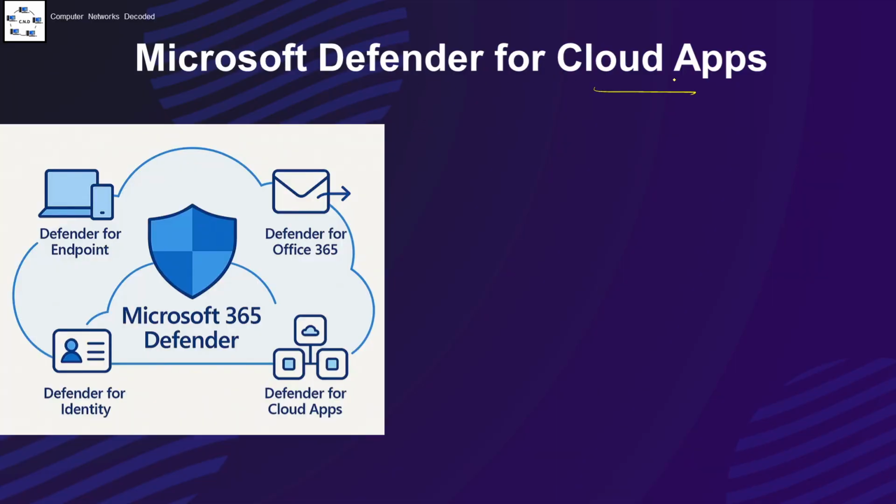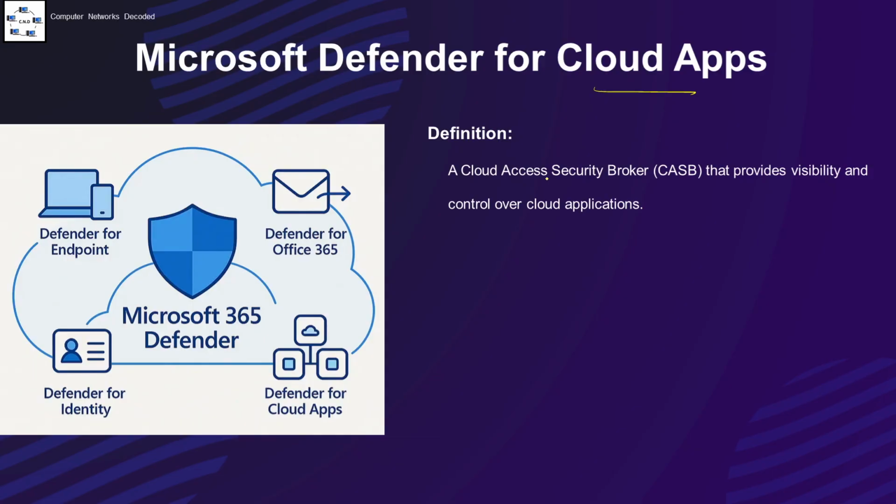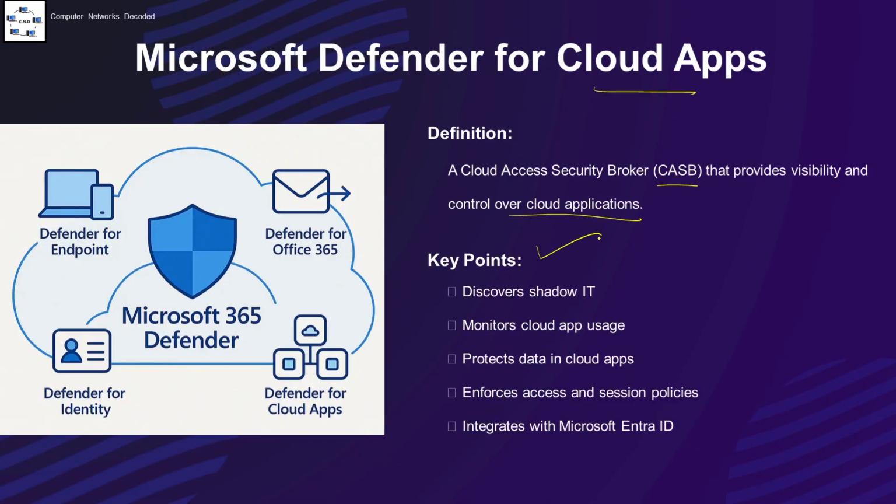Microsoft Defender for cloud applications. It is a cloud access security broker, that is CASB, that provides visibility and control over cloud applications. Key points is that it discovers shadow IT. So what is shadow IT? Shadow IT is some IT applications or IT solutions that are used inside the company by employees without any approval. So it monitors cloud application usage, it protects data in cloud apps, it enforces access and session policies, and it integrates with Microsoft Entra ID.